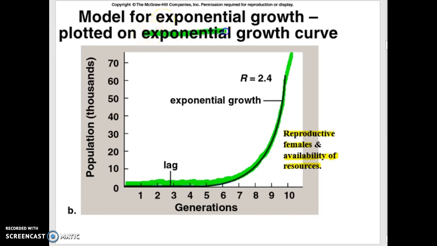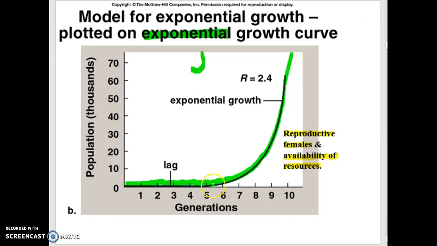So exponential is a rapid growth. It has what we call a J-shaped growth curve. Kind of flatlines and then it explodes fairly quickly. Within 2 to 3 generations, that population went from maybe 1,000 up to almost 65,000.